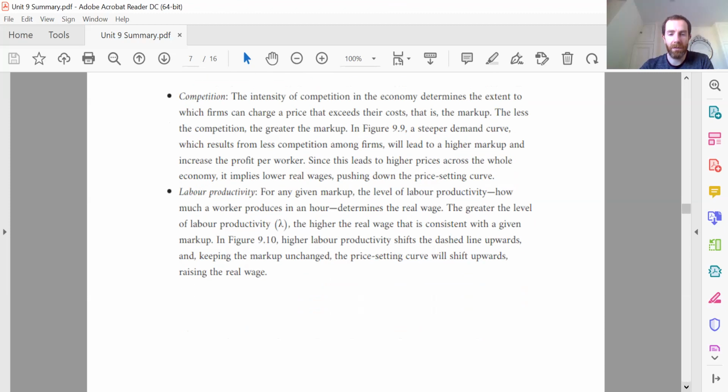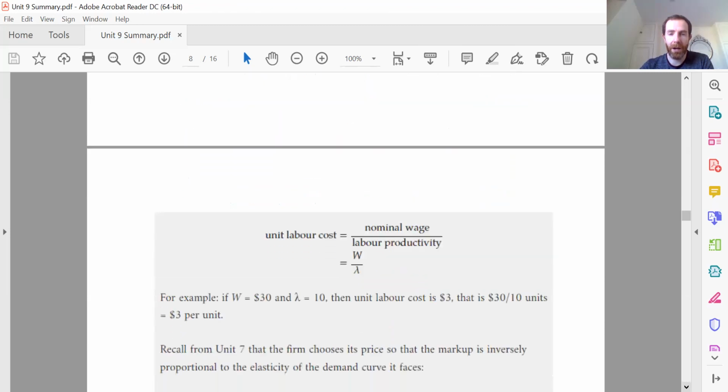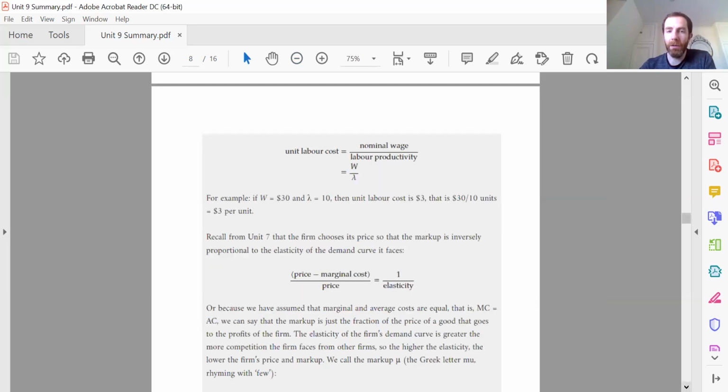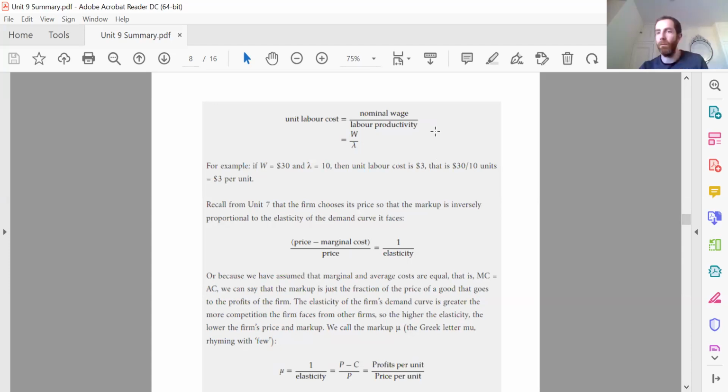So let's start by coming back to the marginal cost of a firm in this particular setup. Remember, the only cost to a firm here is workers, is labor. So what is the unit labor cost? Well, we're saying that it's the nominal wage divided by labor productivity. So W over lambda. So why would that be the case?